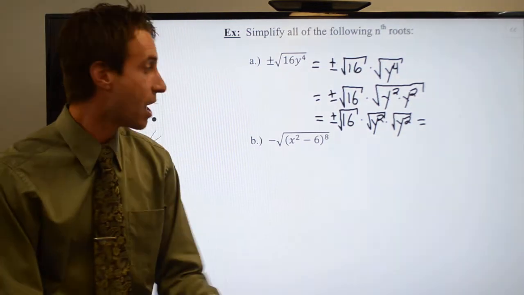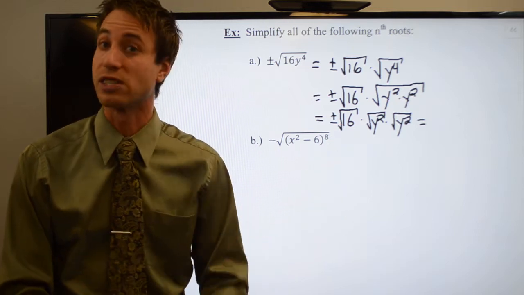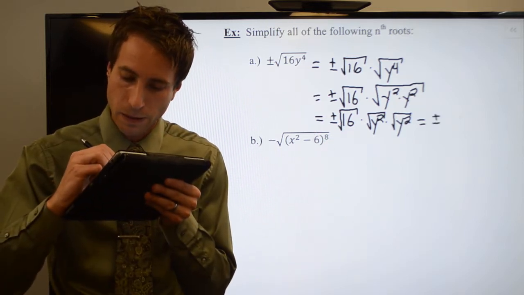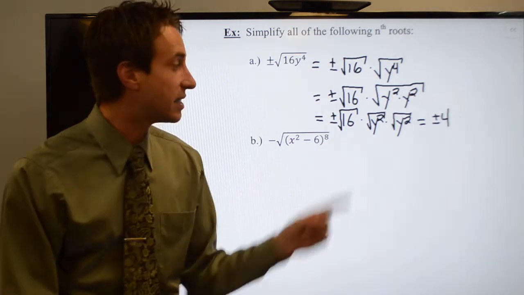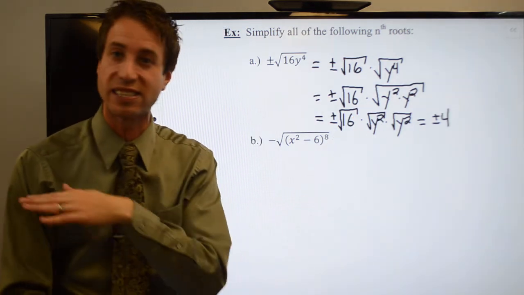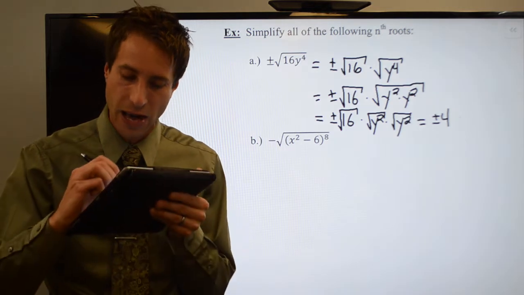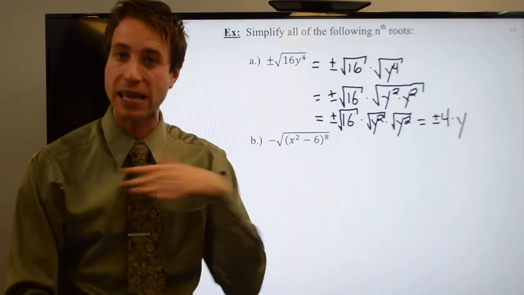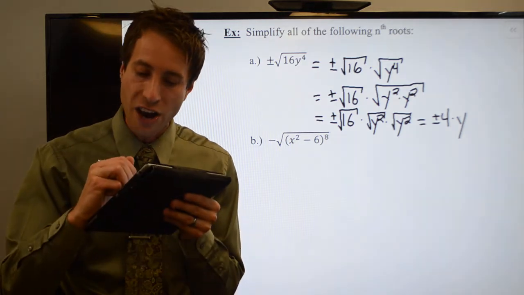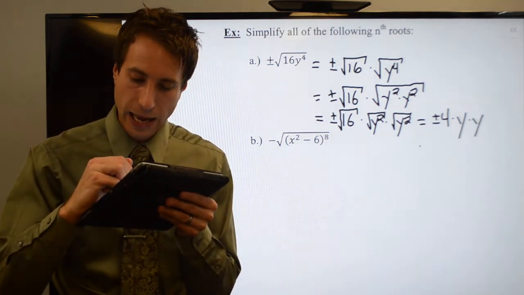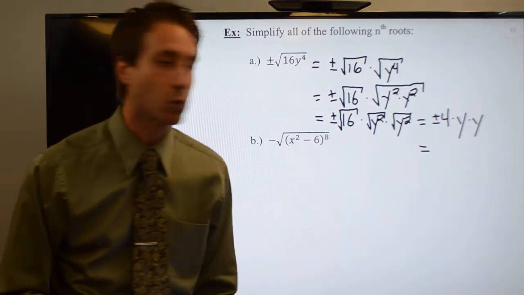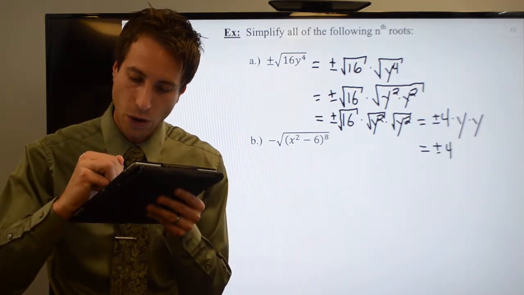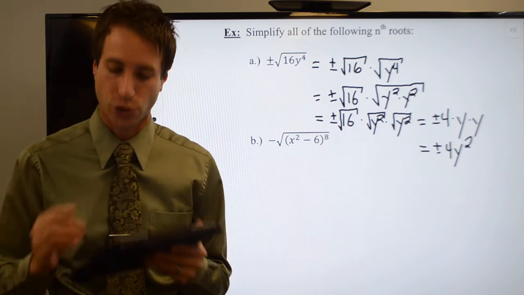All right, so here we go. The square root of 16, of course, is 4, so I'll have plus or minus 4. Because the index and the power are the same, they cancel each other out, and I'm left with a y. And the index and the power are the same, they cancel out. I'm left with another y. And because I have y times y, that'll be a y squared. So I have plus or minus 4y squared.